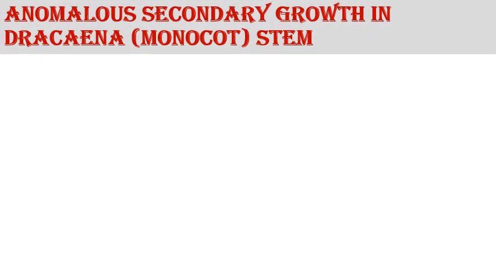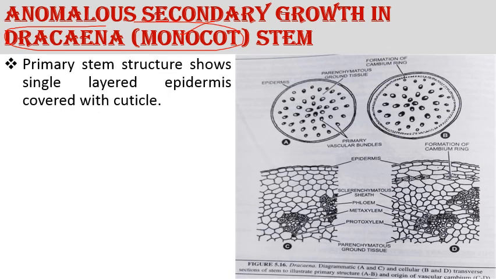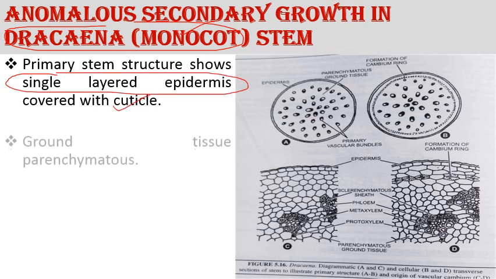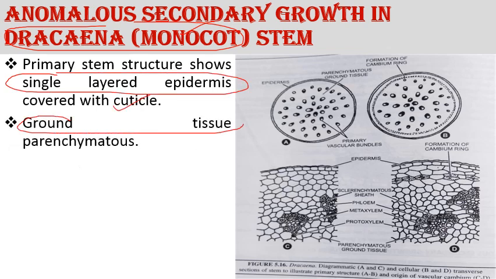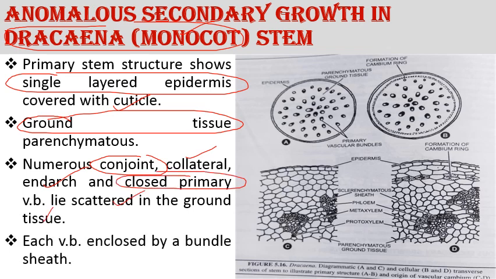Next comes anomalous secondary growth in Dracaena, which is a monocot stem. If we talk about the primary structure of the young stem, it shows a single layer epidermis covered with cuticle. Then it contains ground tissue made of parenchymatous cells, and contains numerous conjoint, collateral, open primary vascular bundles scattered in the ground tissue. Each vascular bundle is enclosed by a sclerenchymatous bundle sheath. So this is all about the primary structure of the Dracaena stem, which is similar to that of other monocots.